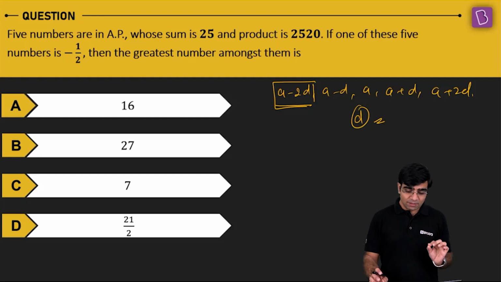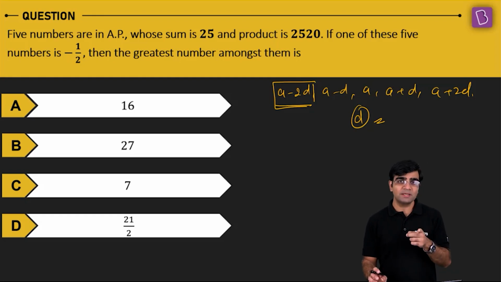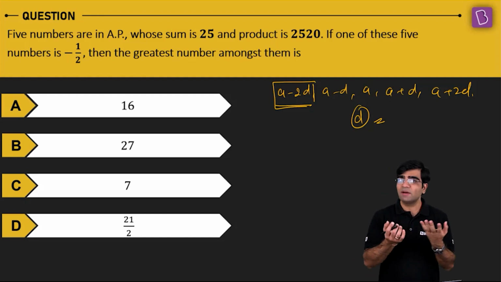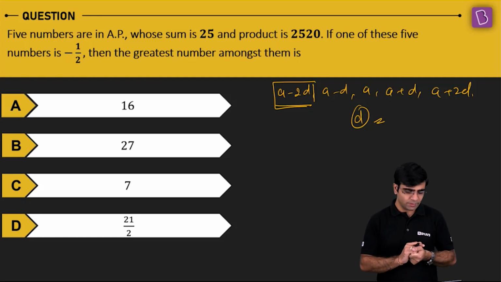Sorted? Okay. One more information they have given, that if one of these 5 numbers is minus 1 by 2. So I have to keep that in mind, that if one of the numbers, one of these 5 numbers is minus half, then what could be the possible values? Right? Okay. Without any further delay, let's get started.